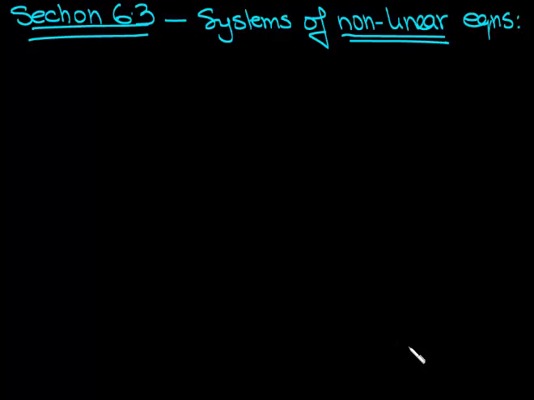Section 6.3 Systems of Nonlinear Equations. So in this section we're going to take a look at systems again. Once again, we did that in the last two sections, except this time the system contains nonlinear equations. Nonlinear means degree other than 1.